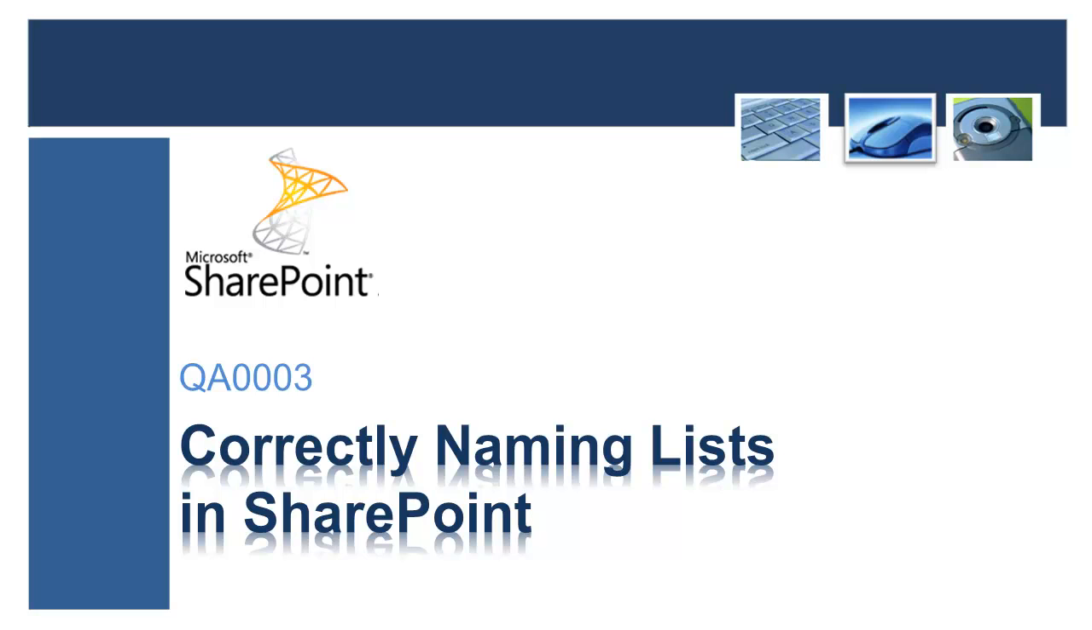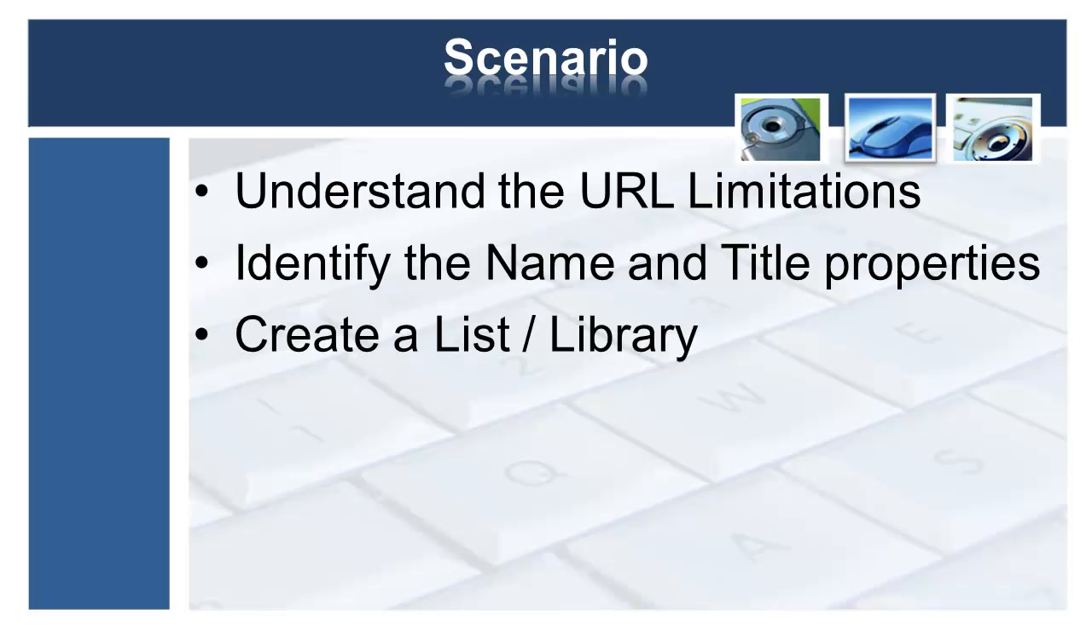In this video, I'm going to show you how to correctly name your lists and libraries in SharePoint. This demonstration applies to SharePoint 2010, 2007, and 2003. What we'll do is first explain how the URL limitations apply to SharePoint. We then look at how to identify the difference between the name and the title properties, and then we'll create a library based on those concepts.